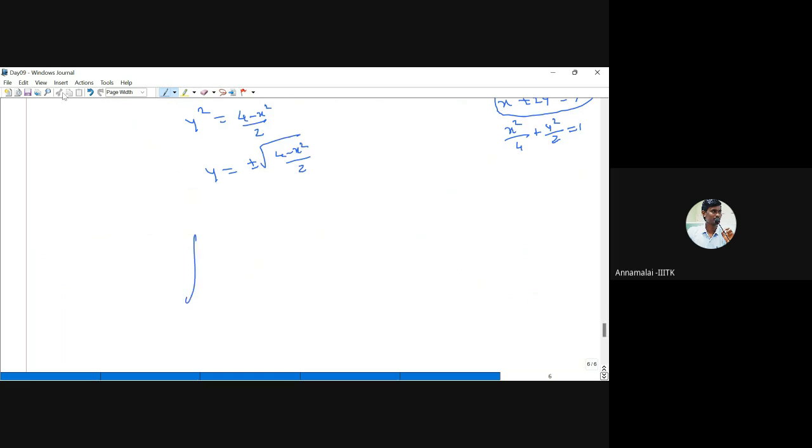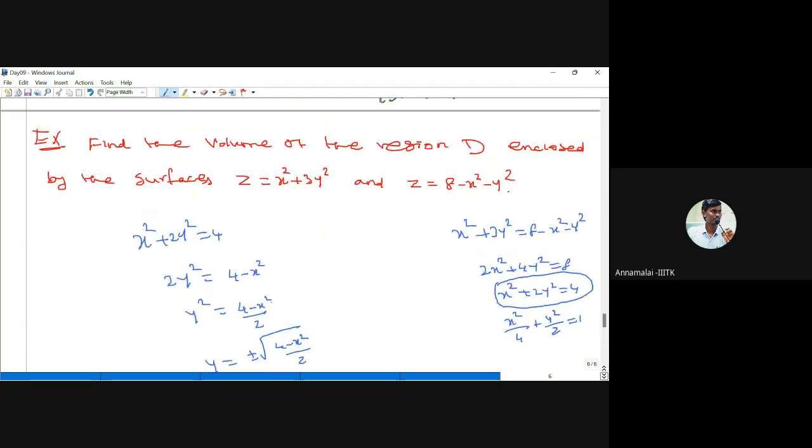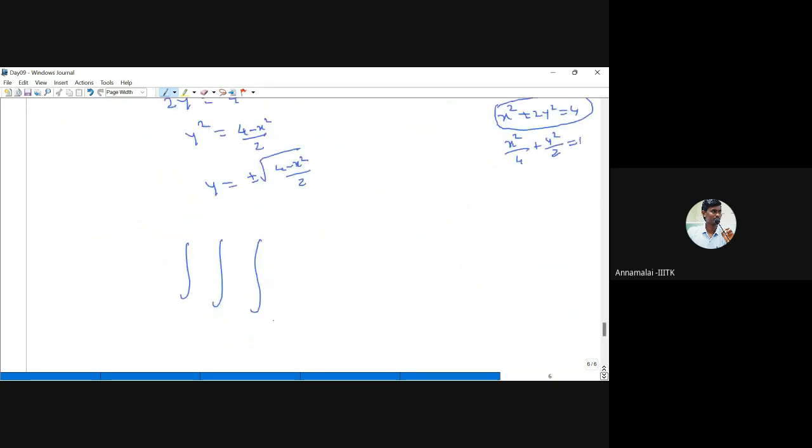Now we have the integral over x, integral over y, and the z limit. But z varies from one curve to another curve. It's a function of x and y, right? If you draw the curve, x square plus 3y square is the bottom, but 8 minus x square minus y square is outside, bigger. So the range for z is from x square plus 3y square, and the upper limit is 8 minus x square minus y square.